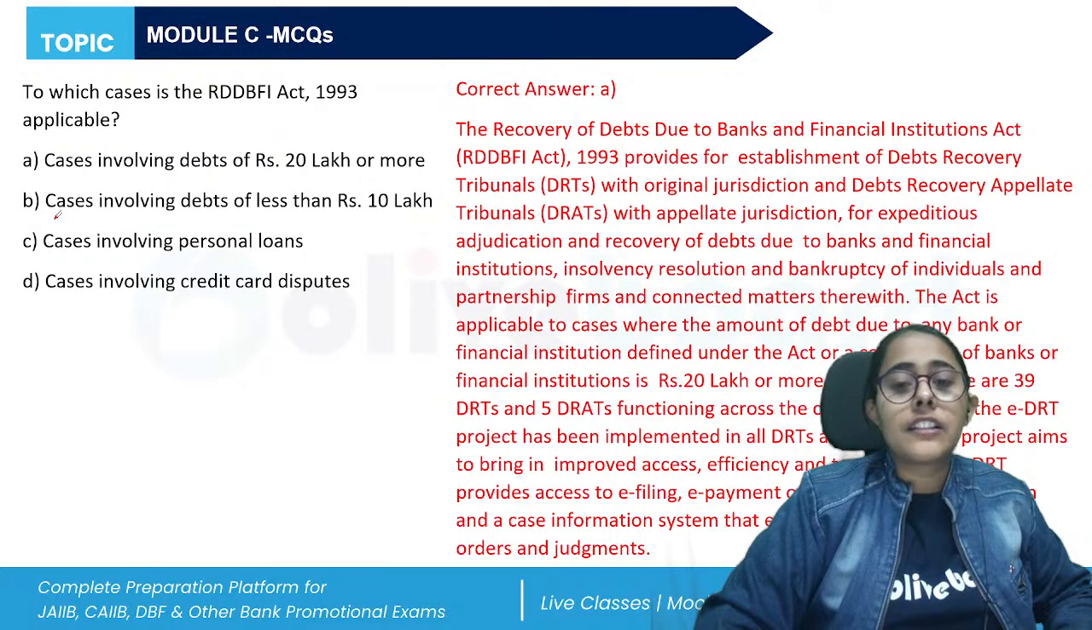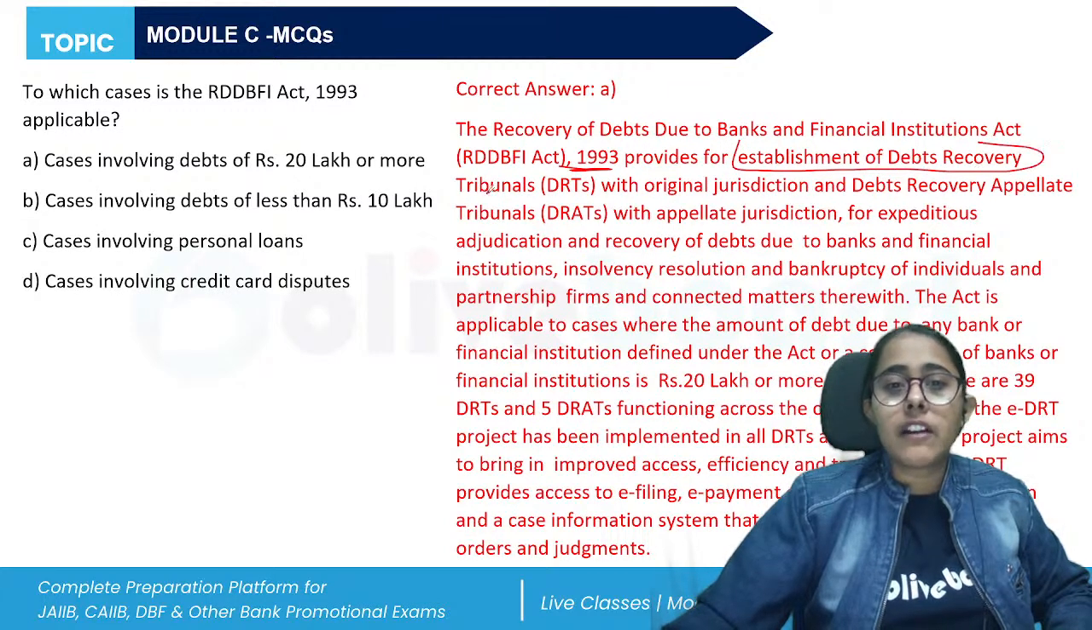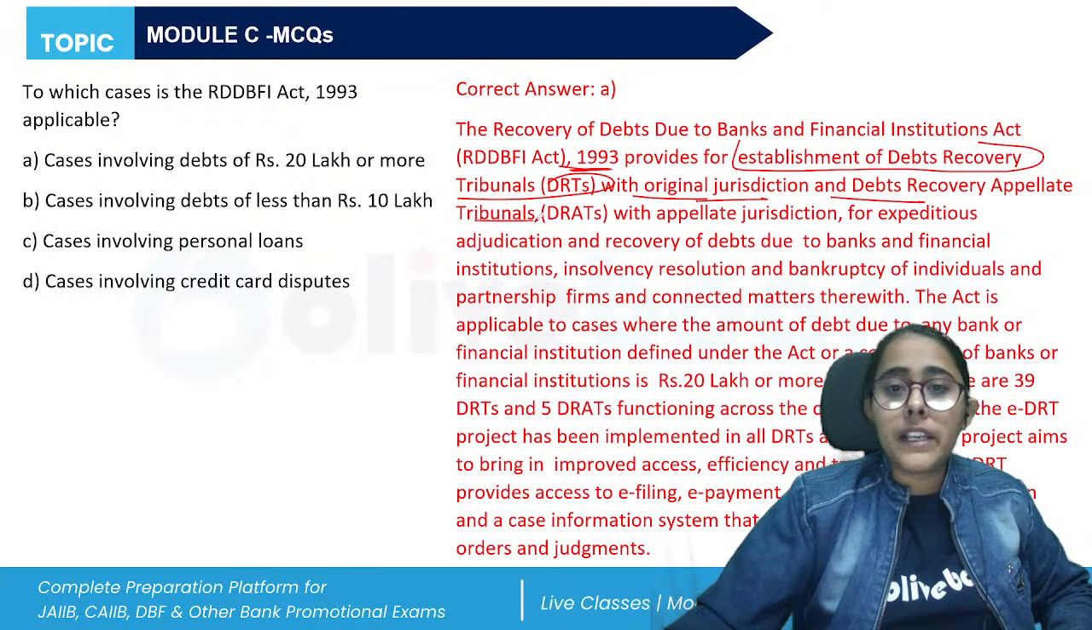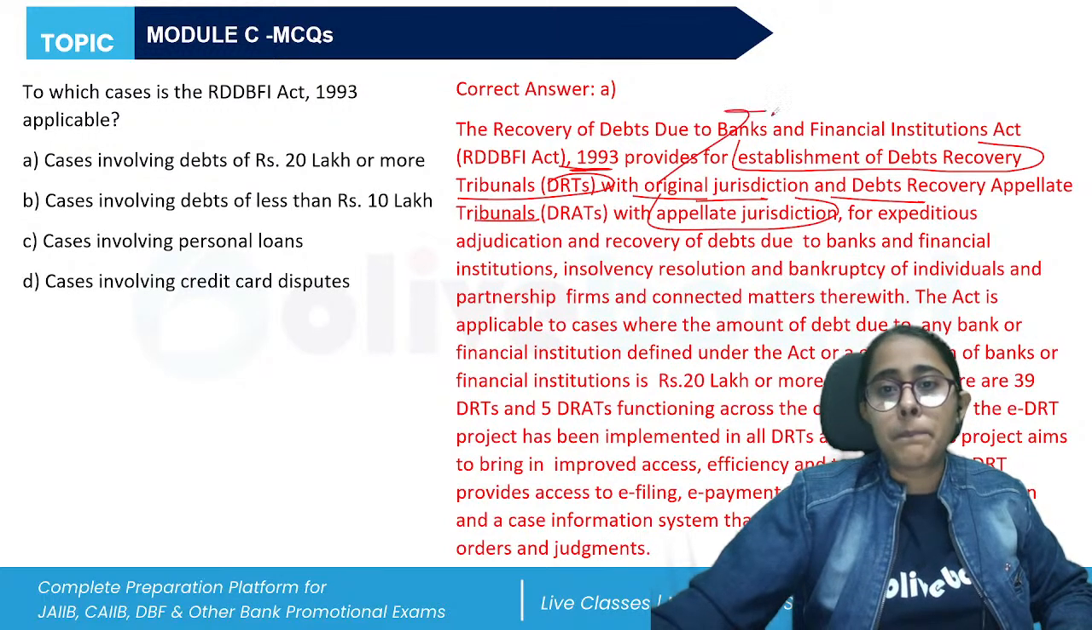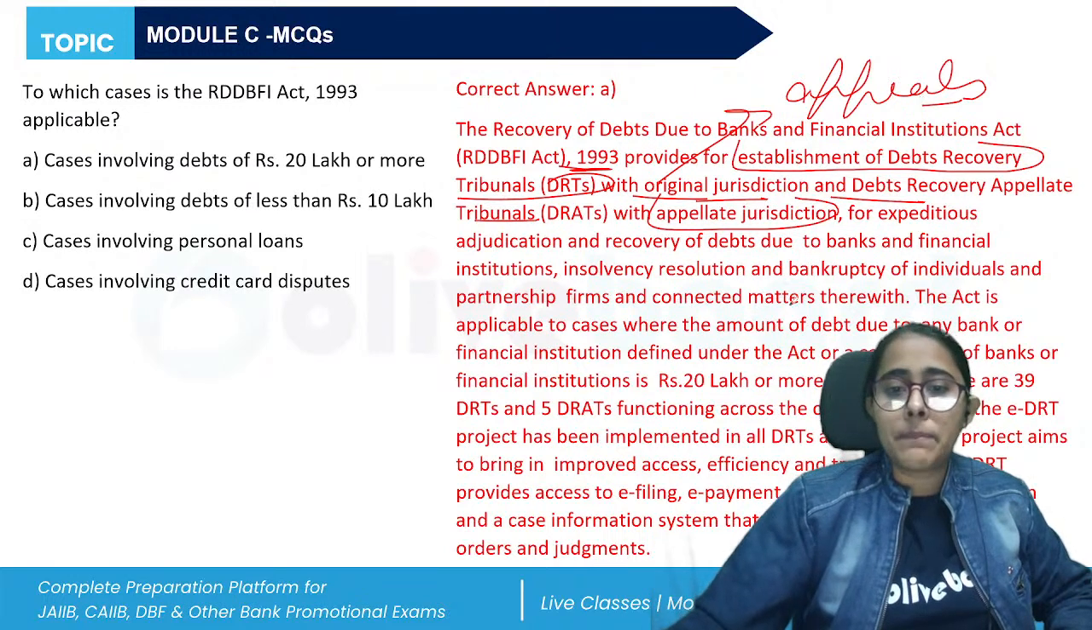So the Recovery of Debts Due to the Banks and Financial Institutions Act, which came in 1993, provides for the establishment of the Debt Recovery Tribunal and the original jurisdiction. DRTs have the original jurisdiction, and the Debts Recovery Appellate Tribunal has the appellate jurisdiction. The appeals against the orders of the DRT are made to the DRAT for expedition or adjudication of the recovery of debts. So herein, the act is applicable to the cases where the amount of the debt due to any bank is more than 20 lakh. It is 20 lakh or more.